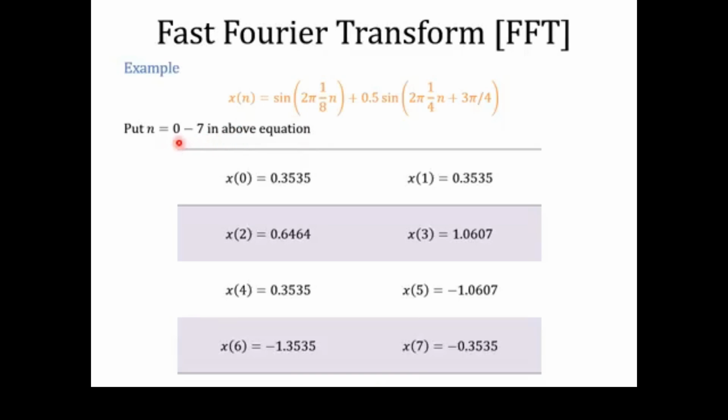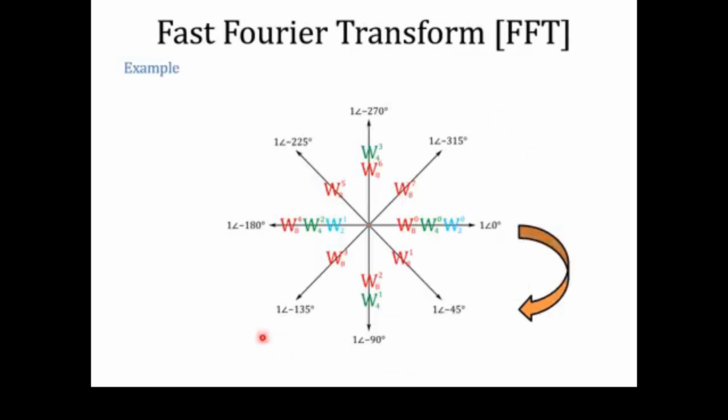So we will put the value of n from 0 to 7 in this expression and we will get these sample values. And these are the twiddle factors which will be used in the FFT structure. At the 2-point DFT stage, we will use W20 and W21, which are simply 1 and minus 1. At the 4-point DFT stage, we will use W40, W41, W42 and W43. And in the last stage where we will get the 8-point DFT output, we will use W80, W81, W82 and so on up to W87 twiddle factors.